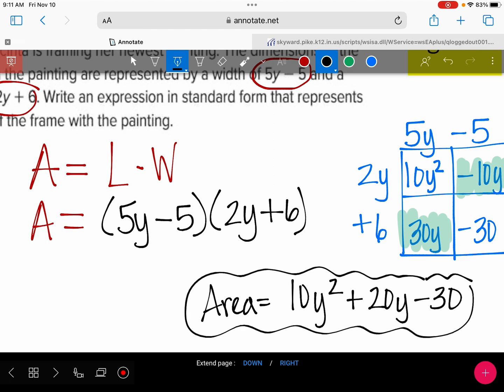And that is a test question where it's a word problem and it asks you to find the area. When you see the word area, remember area means multiply. Area means you multiply. Perimeter is adding.